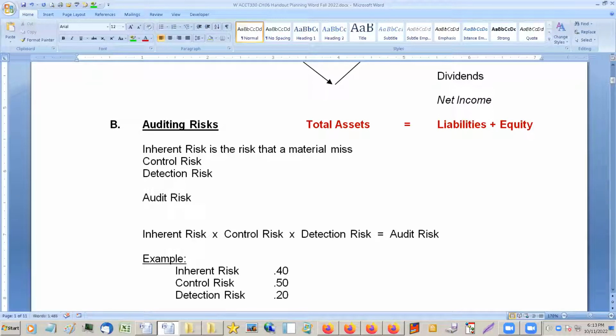Inherent risk is a risk that a material misstatement will occur. So for instance, if we're just talking about errors, what is the possibility of an error happening? Inherent risk can be a little bit funny in that, generally you think of someone who's new and less experienced as more likely to make a mistake.